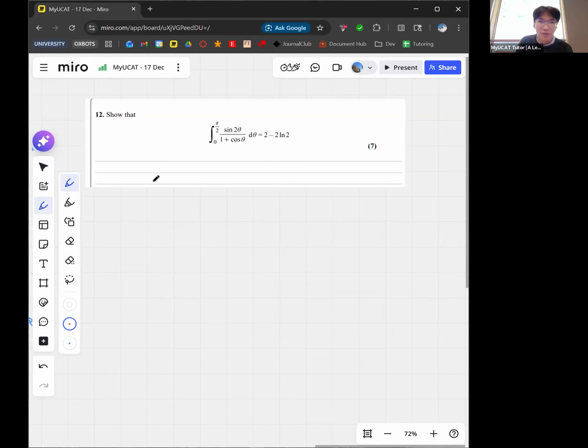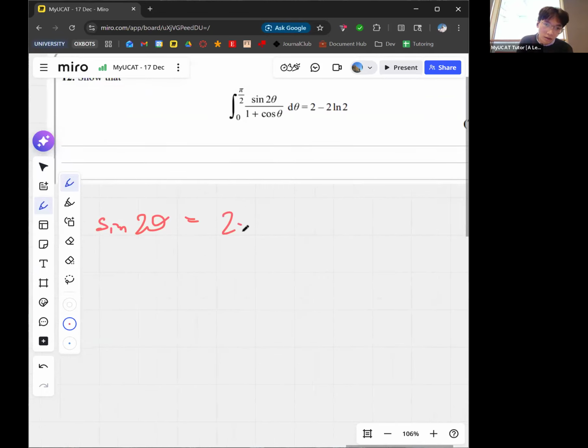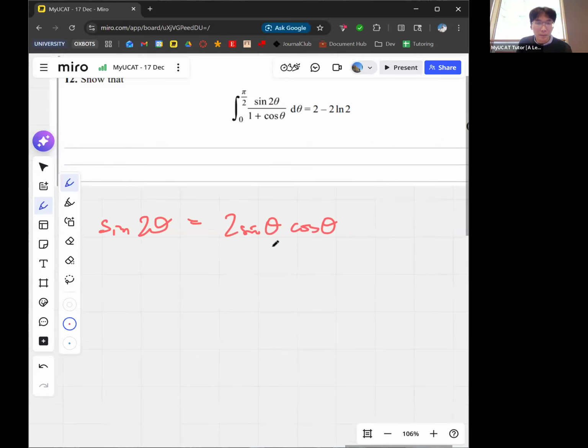I haven't seen this question yet, so if I was looking at this, what would I be doing? Okay, so I've got sine 2 theta over 1 plus cos theta, the integral with respect to d theta, equals 2 minus 2 ln 2. So my first instinct is, I see sine 2 theta, I'm probably going to be using a sine double angle. So I just write down sine 2 theta is equal to, I know that's going to be 2 sine theta cos theta. And I have 1 plus cos theta.